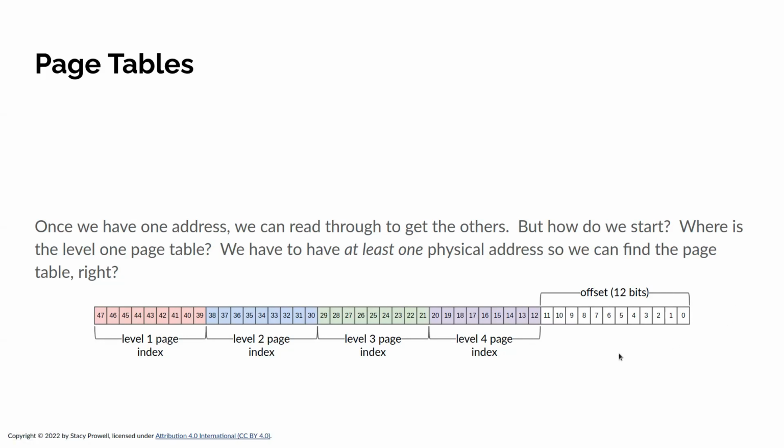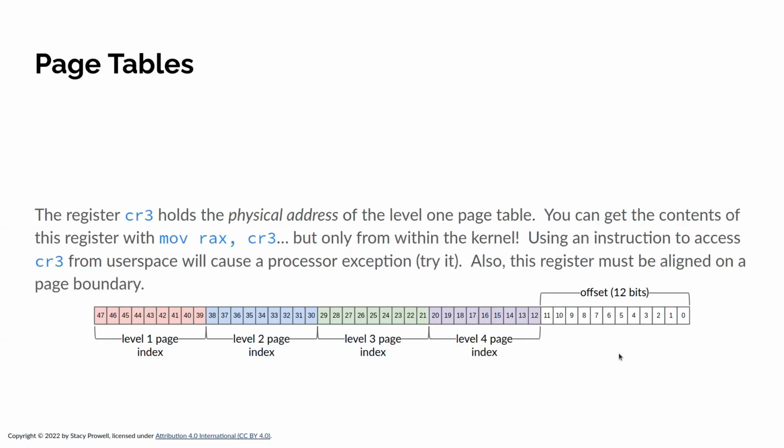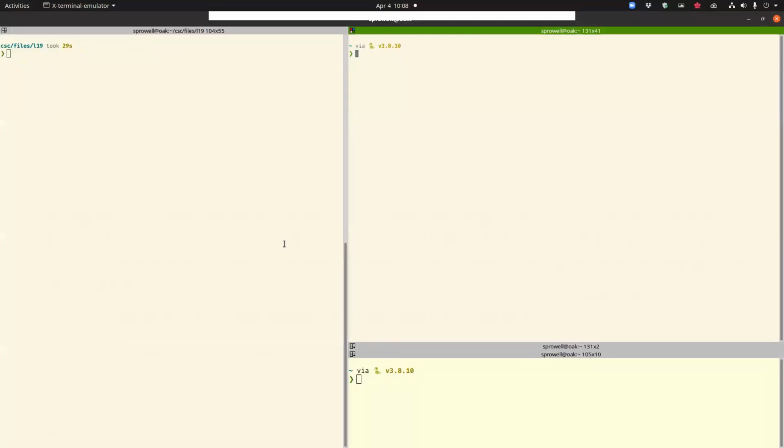So that all seems like a good just so story. But how do we get started? Where is this level 1 page, right? I know where this one and this one and this one are, but I got to know where this one is to kick off the process. The address of the level 1 page table is held in a register called CR3, Control Register 3. It holds the physical address of the level 1 page table, and you can get its contents with just a simple move, but only from within the kernel. Okay, let's try and see if I have it lying around over here.